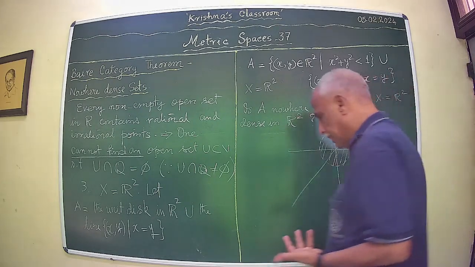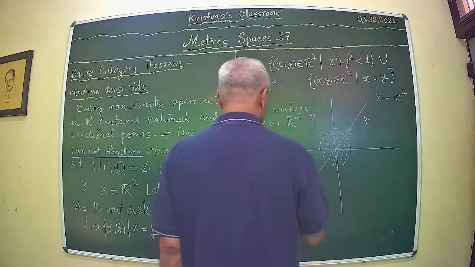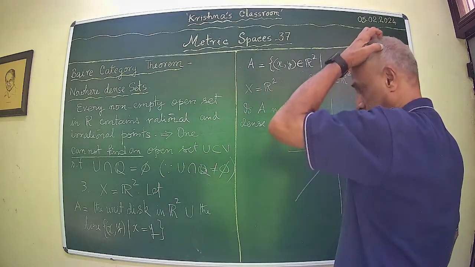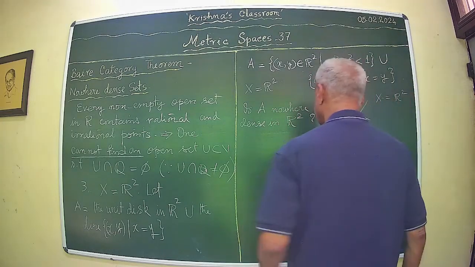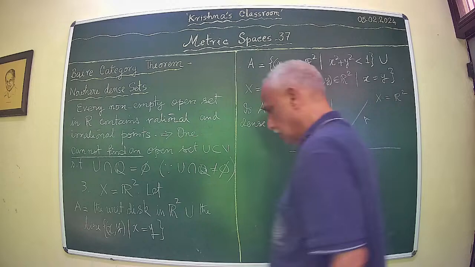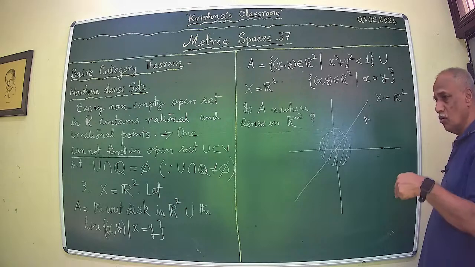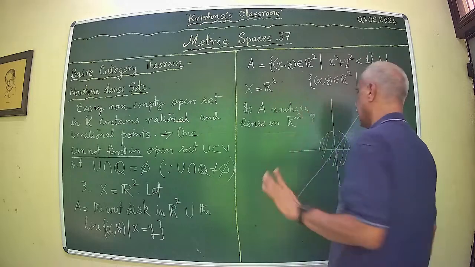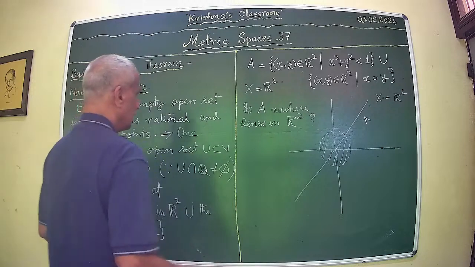Now what you have is, you choose. What does it say? It says that this is nowhere dense if for every open set U you can find an open subset V such that V intersection A is empty. Okay. So we show that this is not possible. Consider the open set.